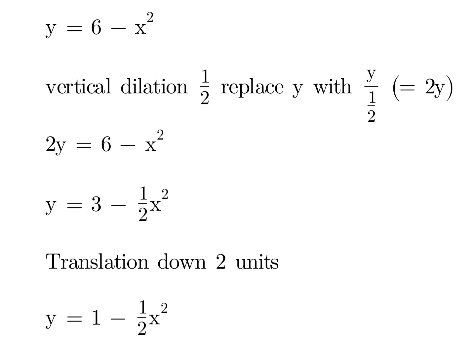And when we translate that down 2 units, that means that instead of passing at 3 on the y-axis, it now passes at 1. So it's 1 minus a half x squared.